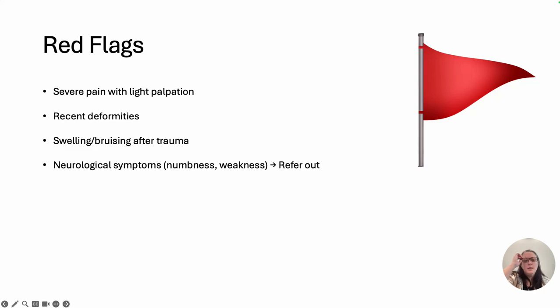Neurological symptoms. If there is numbness, weakness, tingling, refer out to figure out why there is a nerve being pinched or where it's being pinched. So remember, numbness, weakness, and tingling tend to be nerve related.